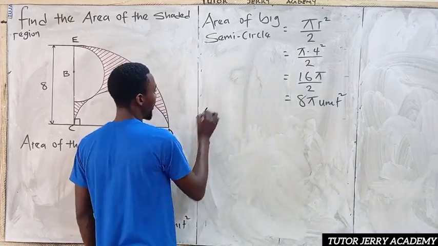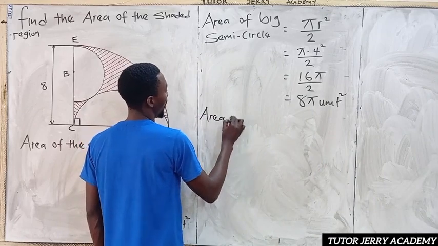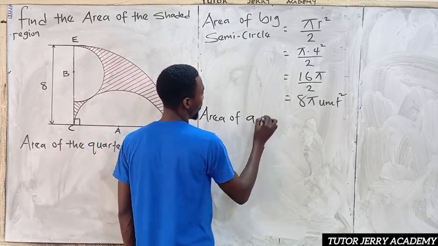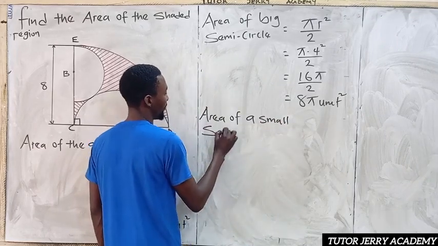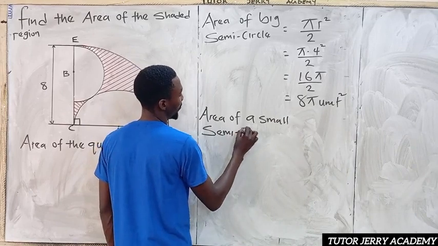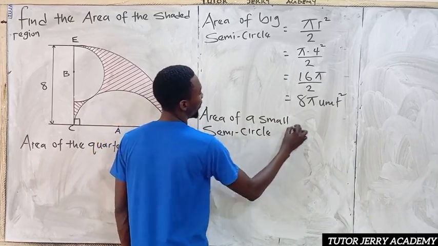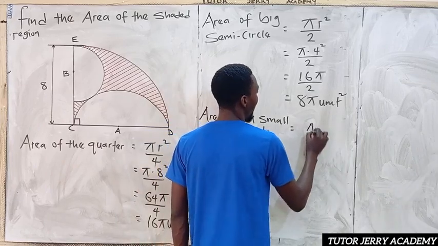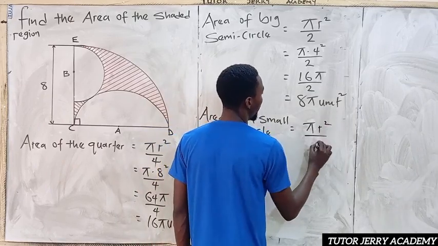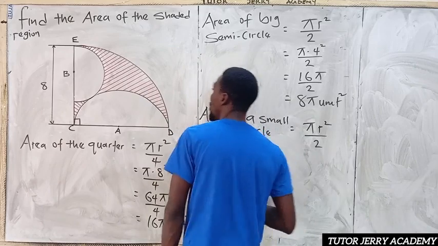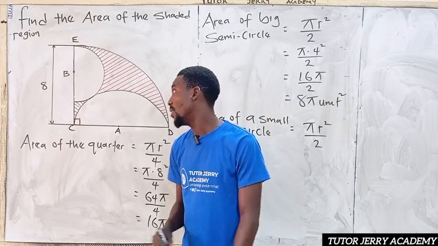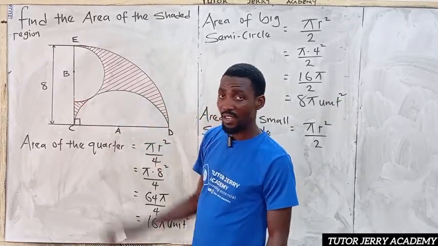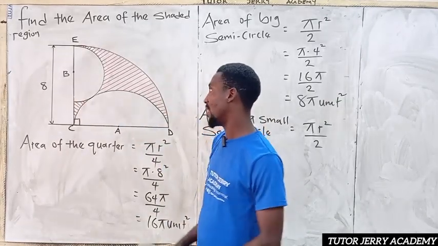So we are going to have area of a small semicircle. The formula remains pi r squared all over 2. But if you notice this, we don't know the radius of the small semicircle, right? We don't know the radius. But how do we get the radius?